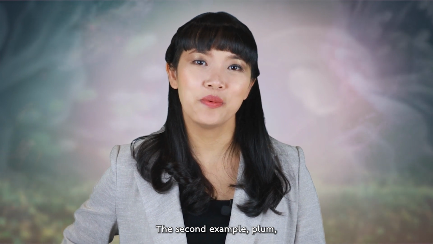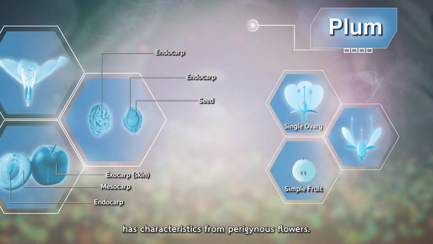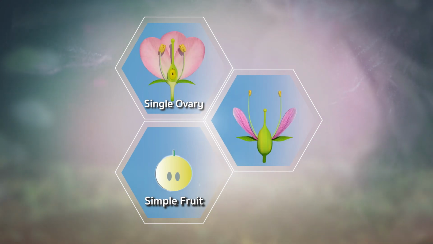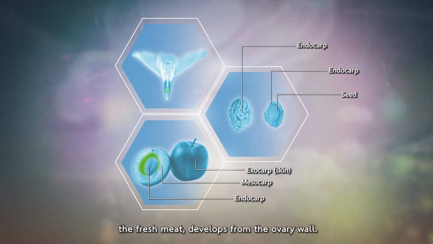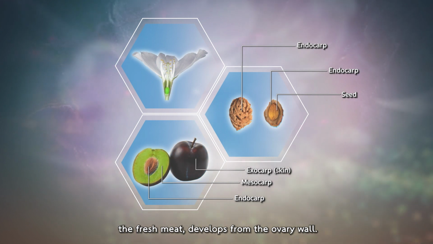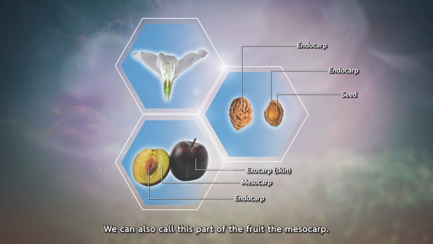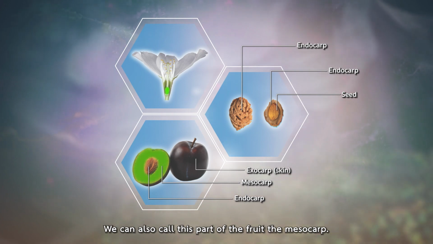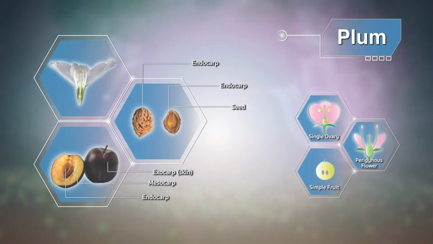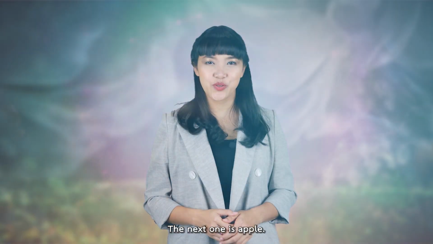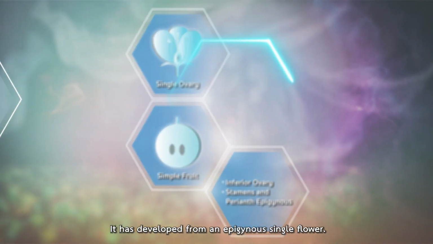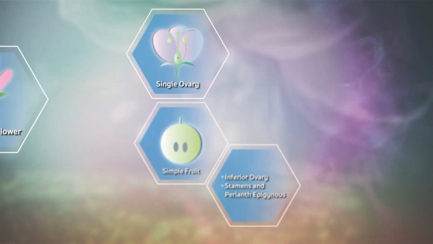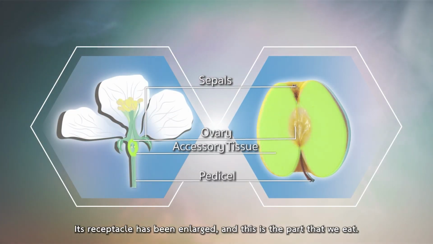The second example, plum, has characteristics from perigynous flowers. The part that we eat, the fresh meat, developed from the ovary wall. We can also call this part of the fruit the mesocarp. The next one is apple. It has developed from an epigynous single flower. Its receptacle has been enlarged, and this is the part that we eat.